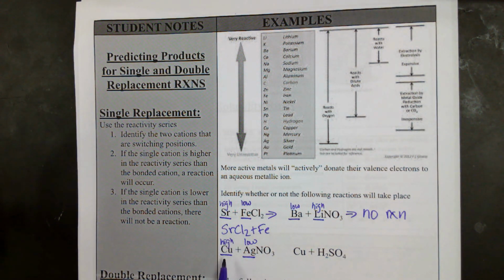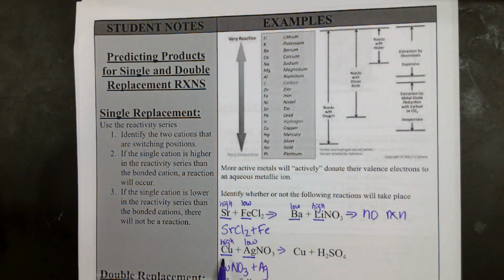So copper is, like I like to say sometimes, top dog. Copper has the ability to kick silver out of its compound. So if this does happen, copper will kick silver out. So we will have copper nitrate and silver is going to end up all by itself. The higher top dog kicks out the low dog, and it will take its place.